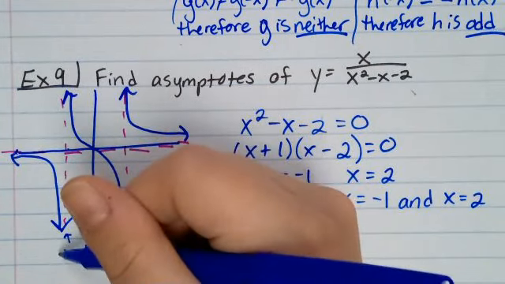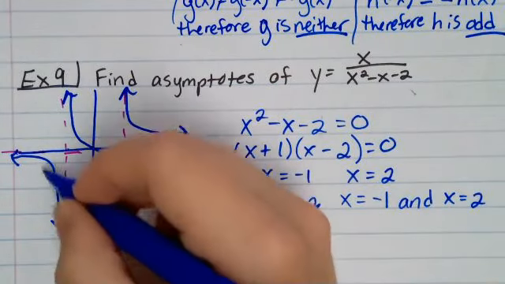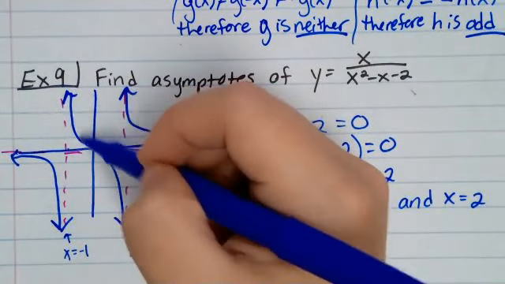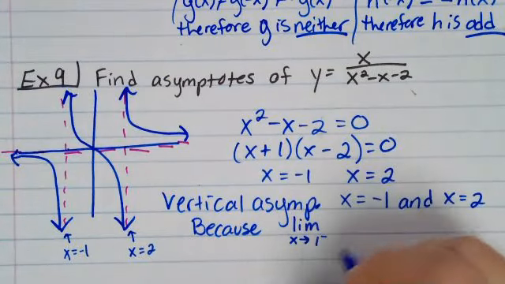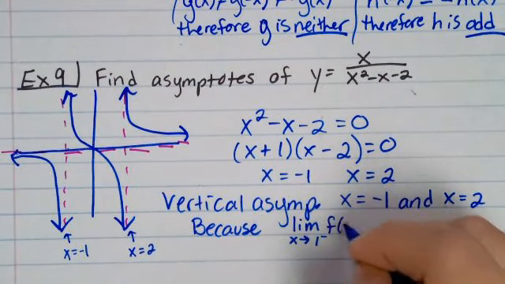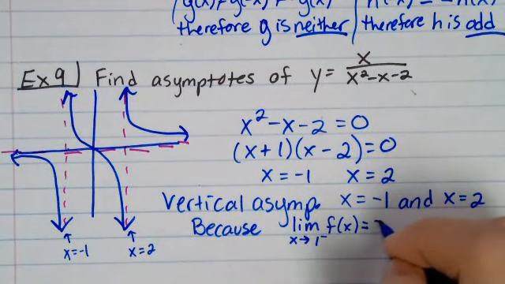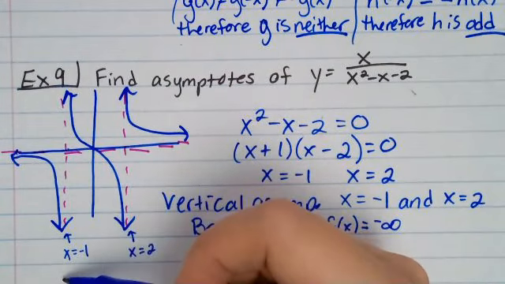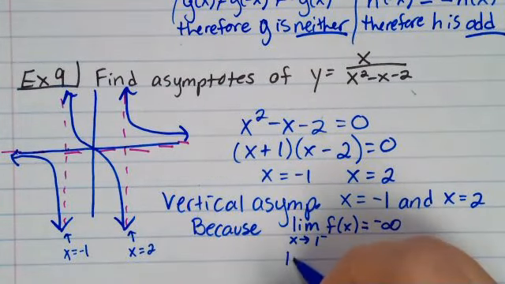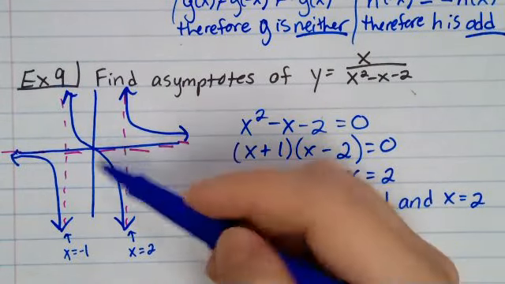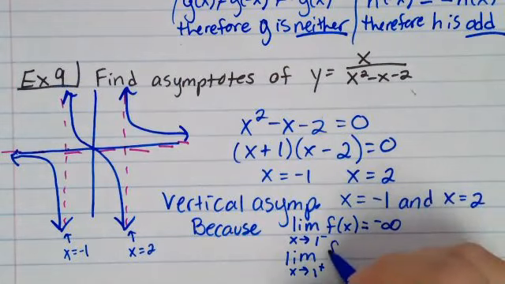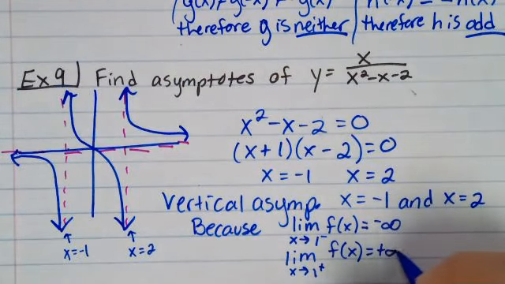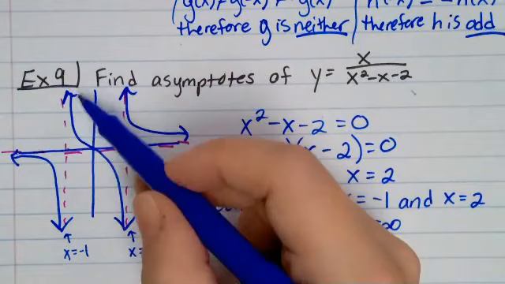As it's approaching from the left, it's going down forever. And as it's approaching that from the right, it's going up forever. So I'm going to say as it's approaching from the left, my f of x function is going towards -infinity, because as it's approaching this from the left, it's going down forever. And again, as it's going from the right, it's going up forever. Okay, so that's for this asymptote.